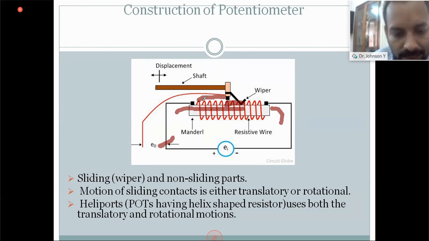This is the construction method. And here we can see there are sliding and non-sliding parts. The sliding part is the wiper and the non-sliding part is everything other than the wiper. And this motion can be either translatory or rotational. Here it is seen as a translatory motion, but it can be rotational motion also. For example, helipots are nothing but pots having a helix-shaped resistor.